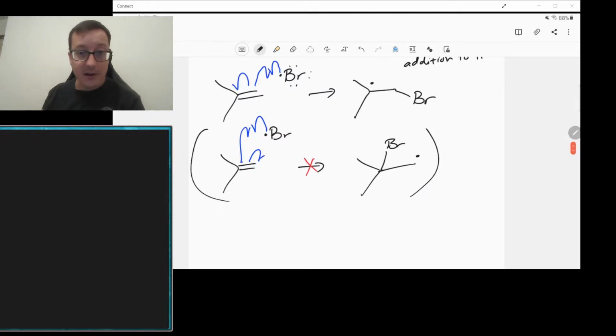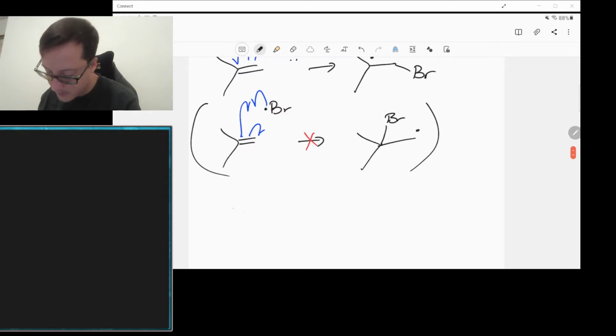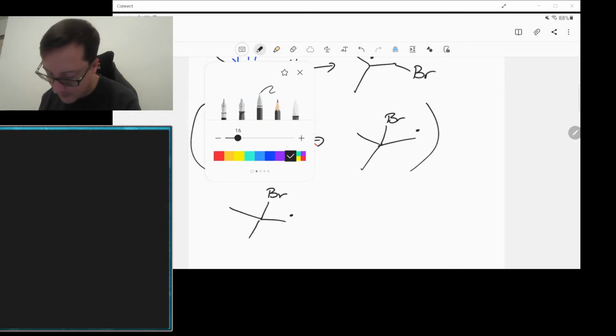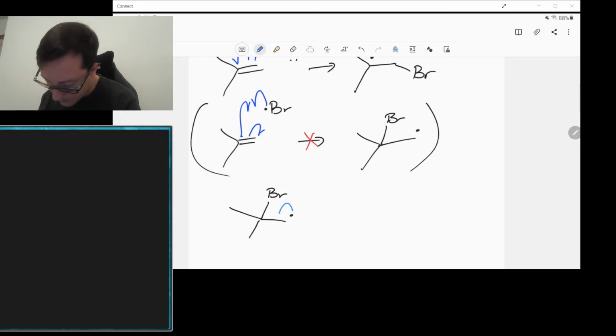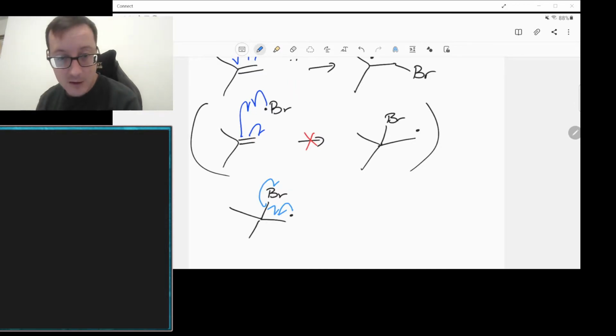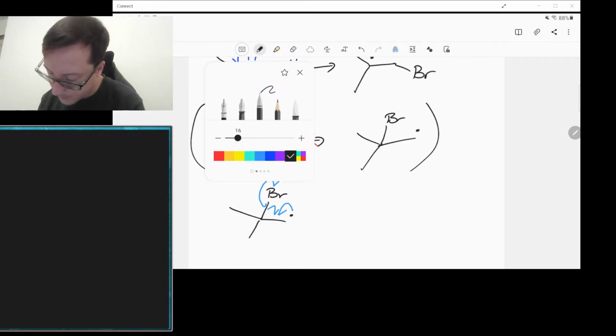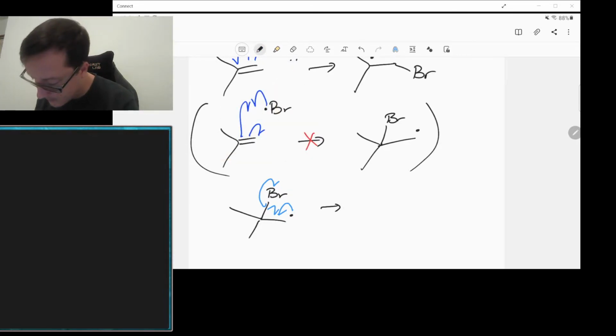It's going to be what we're going to look at with one of our reactions today. And then we have the reverse process, which is what would happen if we formed this one. We would say, well, we're just going to go ahead and eliminate this. So we're going to take one of the electrons from this carbon-bromine bond, move it to form a double bond with that radical, and the other electron goes onto bromine. That's what the arrows tell us.